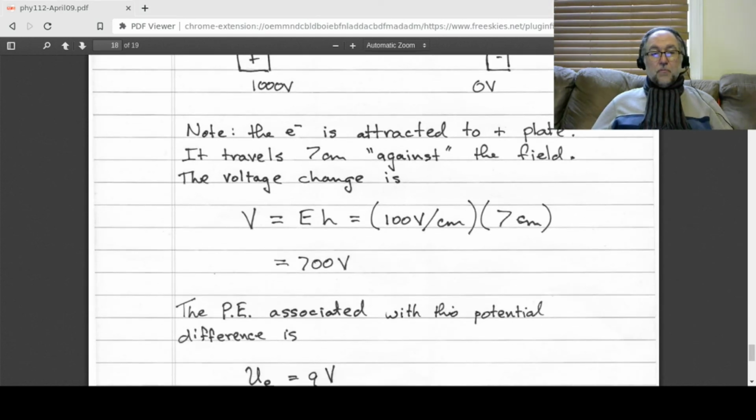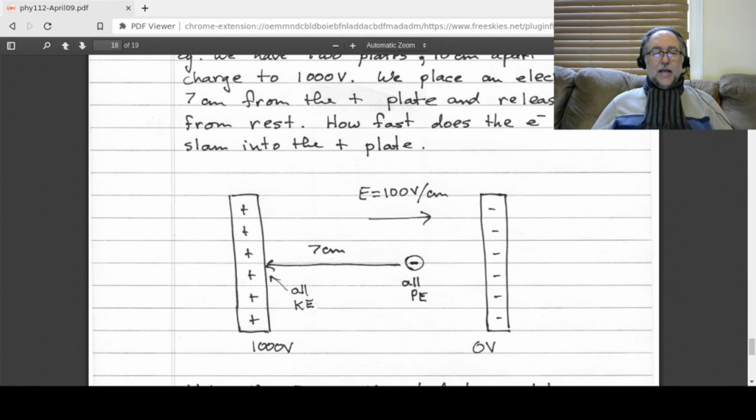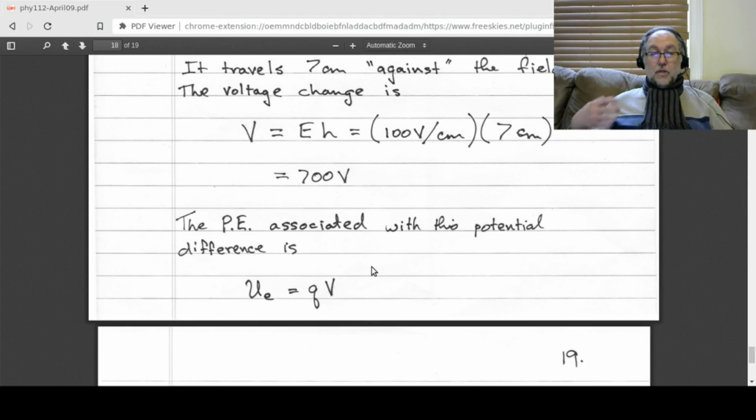Okay, so now I asked for the velocity. Okay, so I'm going to be releasing this electron from here, and I said, how fast does the electron slam into the positive plate? For the speed, we want to get the energies, because we'll actually be able to get the kinetic energy, and from the kinetic energy you can get the velocity. So the potential energy associated with that potential difference is given by this formula: U is equal to Q times V.